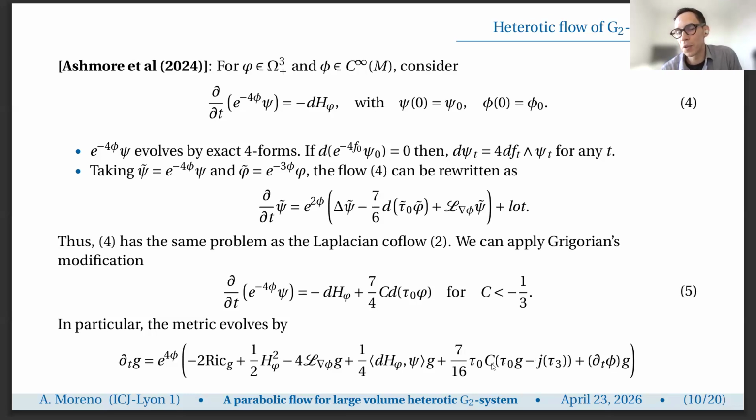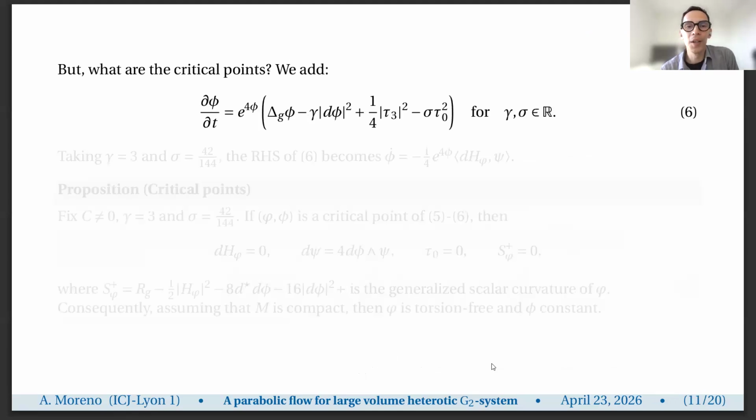Of course, this is for C different from 0, which is not the constant that we want to take, because we know that the flow has no short time existence. So you have this issue, but of course you still have the degree of freedom of what is going to be the evolution for the dilaton.